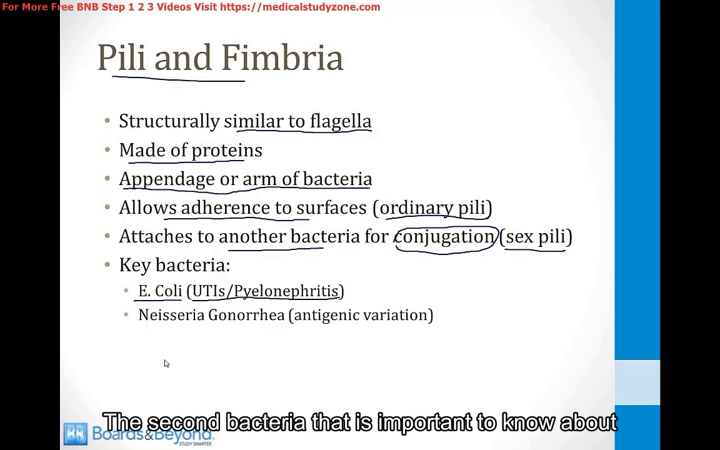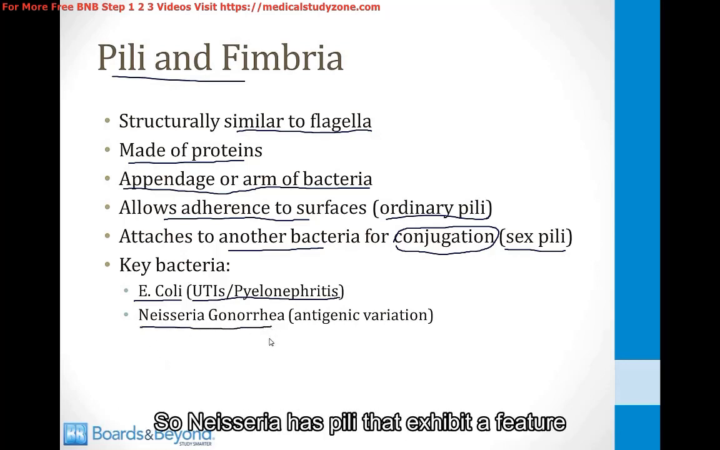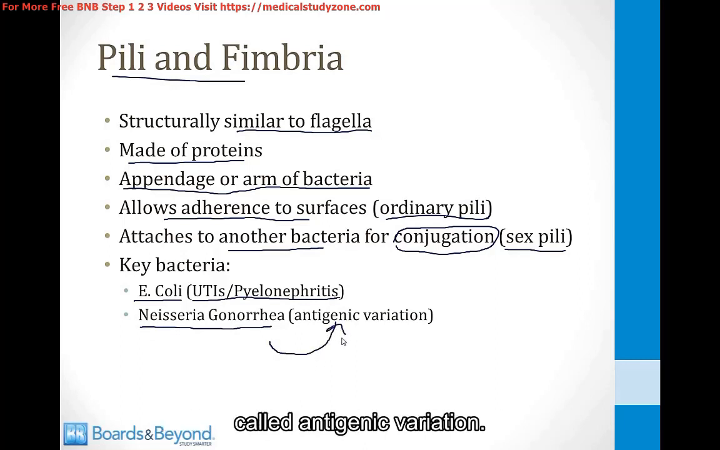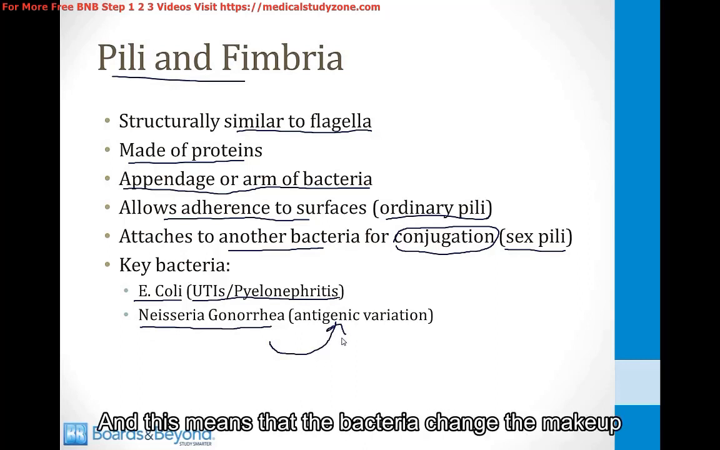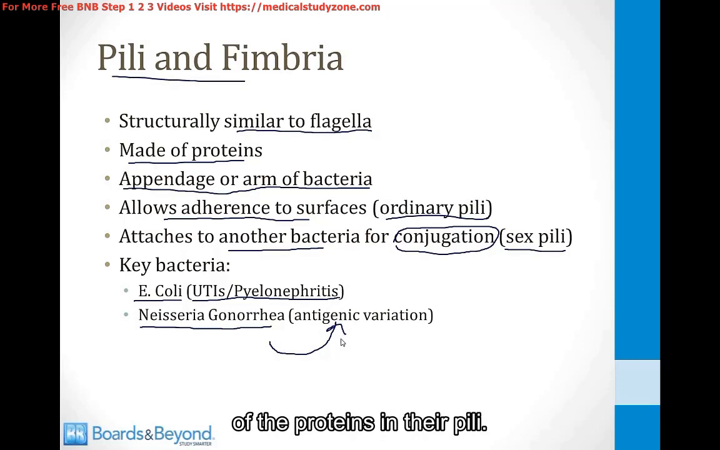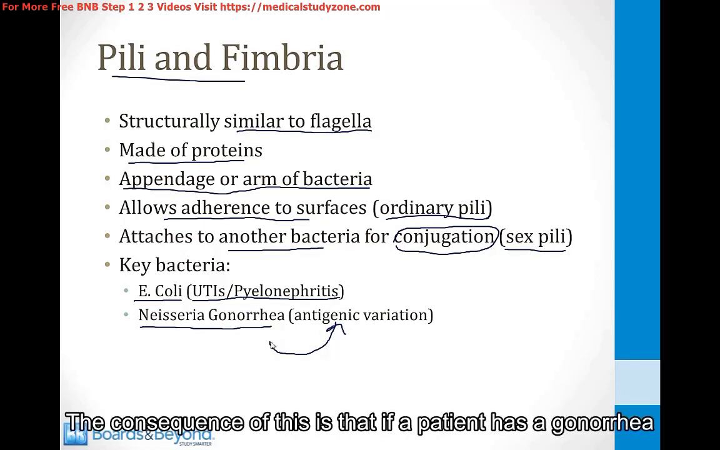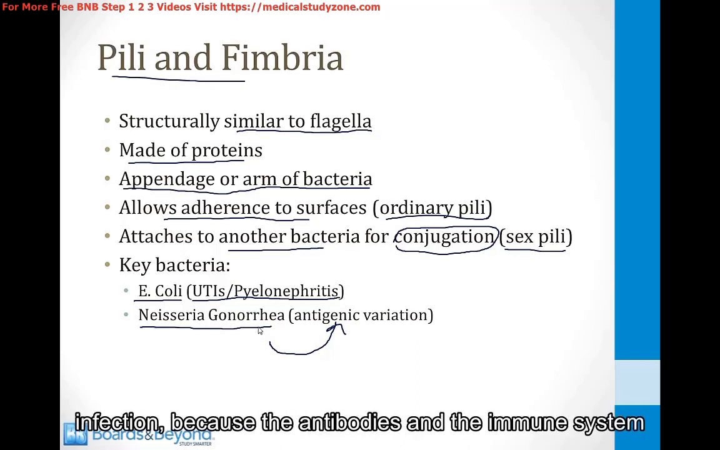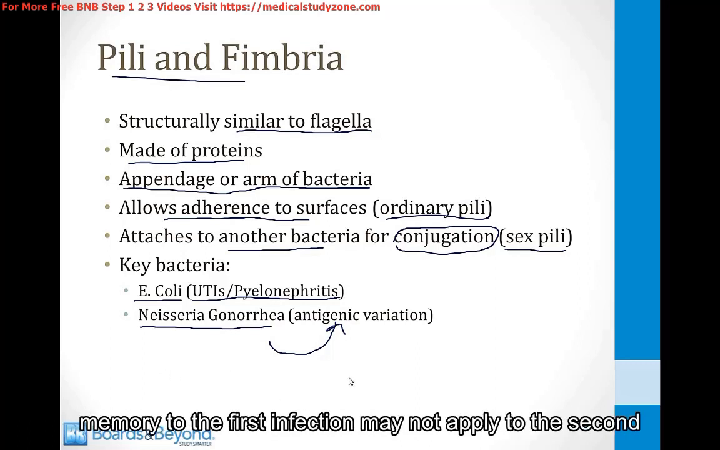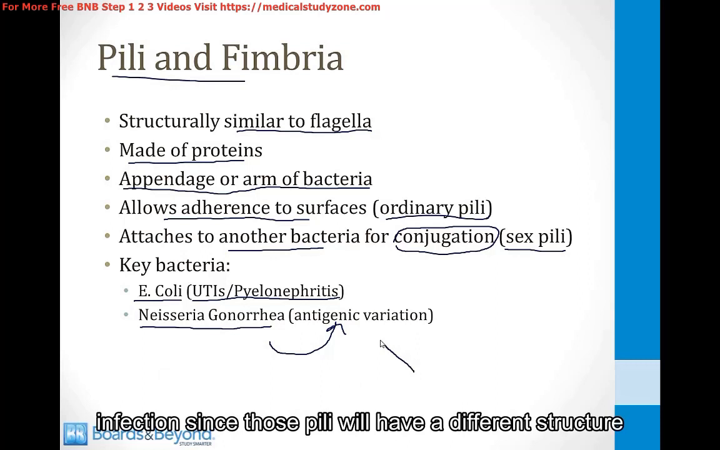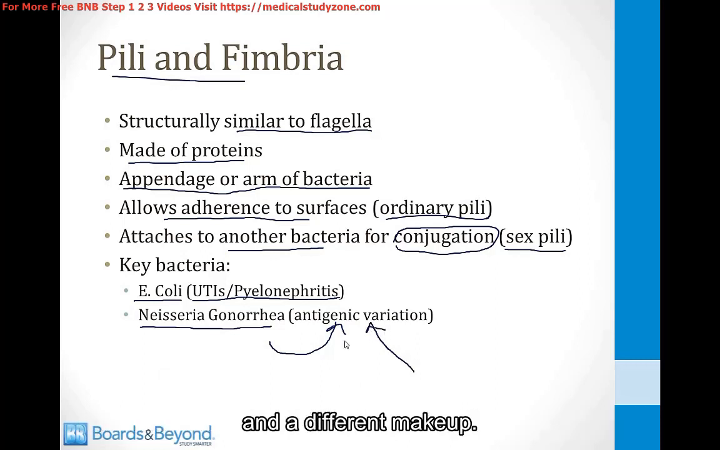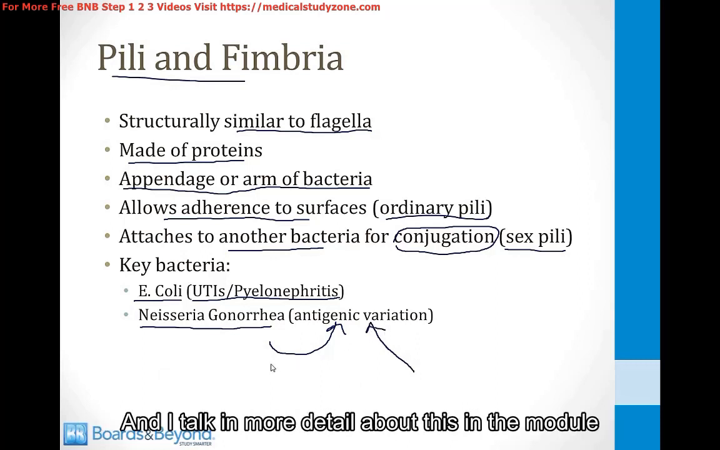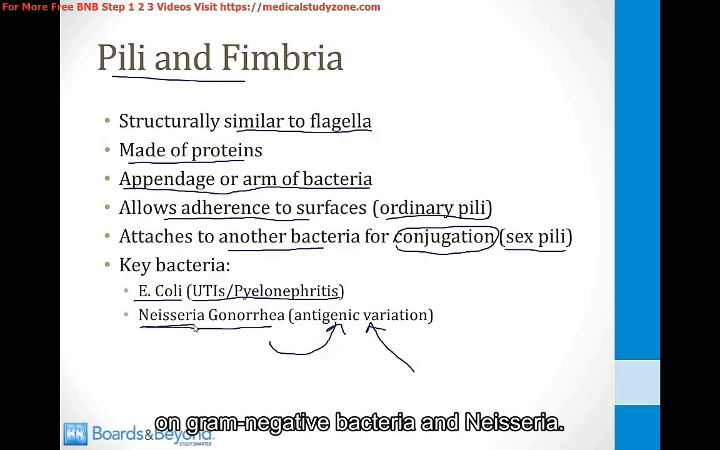The second bacteria that it's important to know about is Neisseria gonorrhea. So Neisseria has pili that exhibit a feature called antigenic variation. And this means that the bacteria change the makeup of the proteins in their pili. The consequence of this is that if a patient has a gonorrhea infection, they are still at risk for subsequent gonorrhea infection because the antibodies and the immune system memory to the first infection may not apply to the second infection, since those pili will have a different structure and a different makeup. And I talk in more detail about this in the module on gram-negative bacteria and Neisseria.